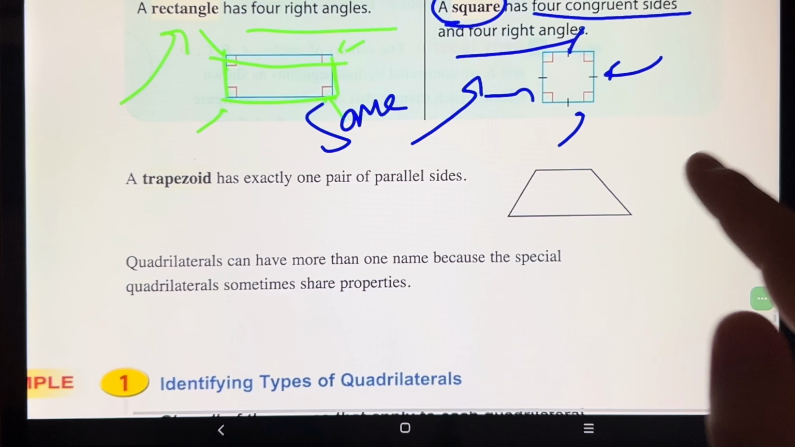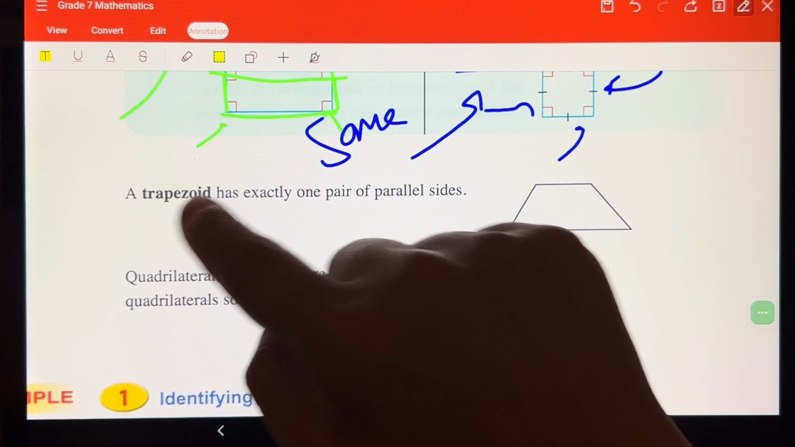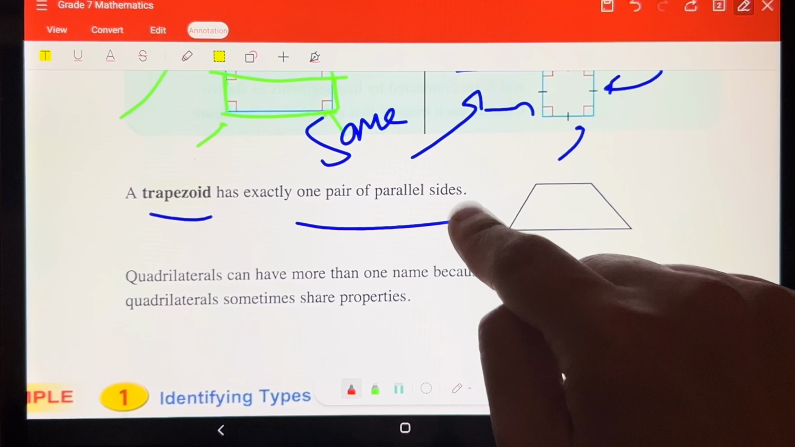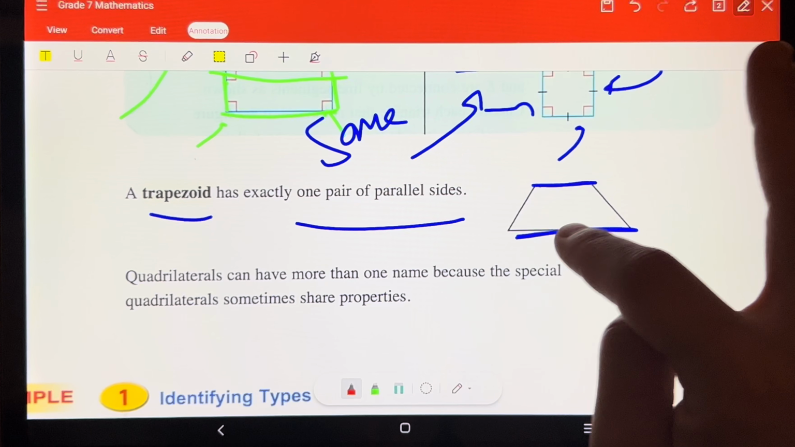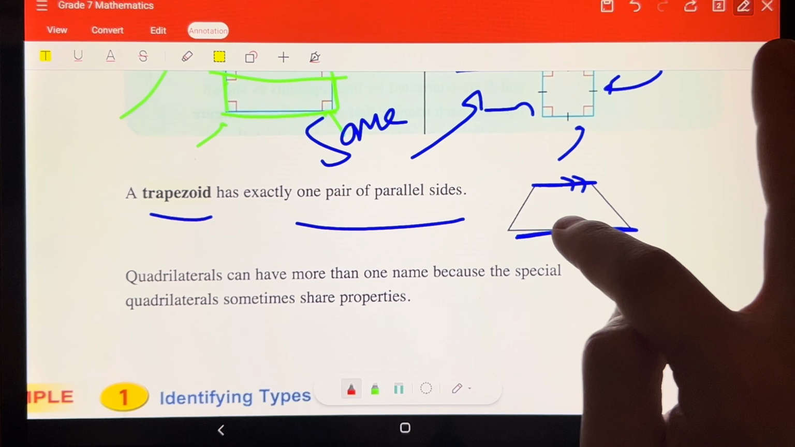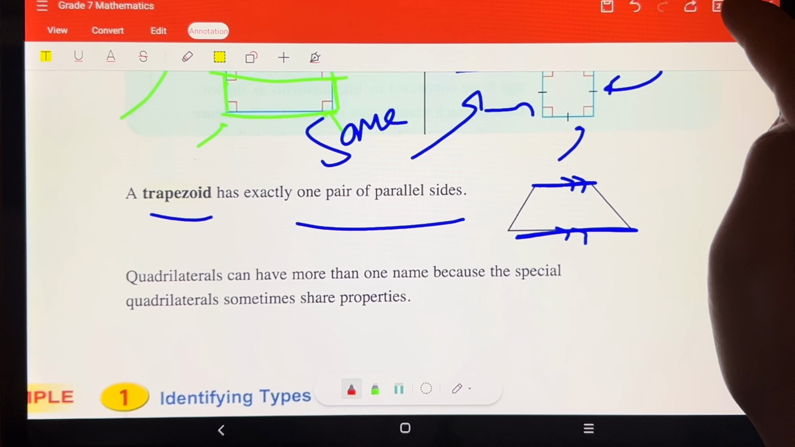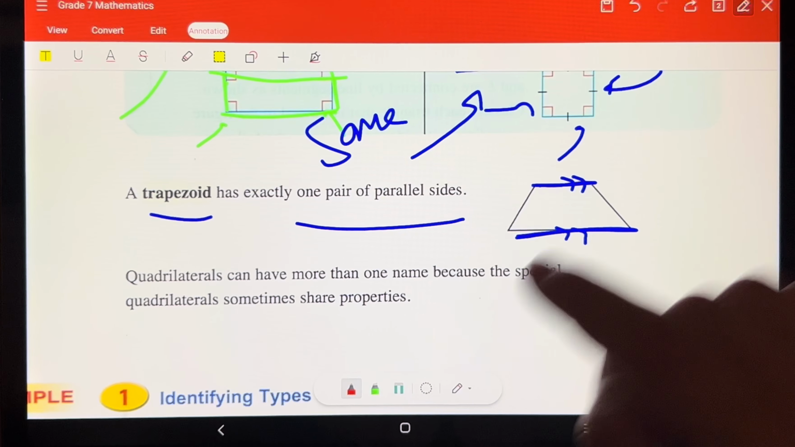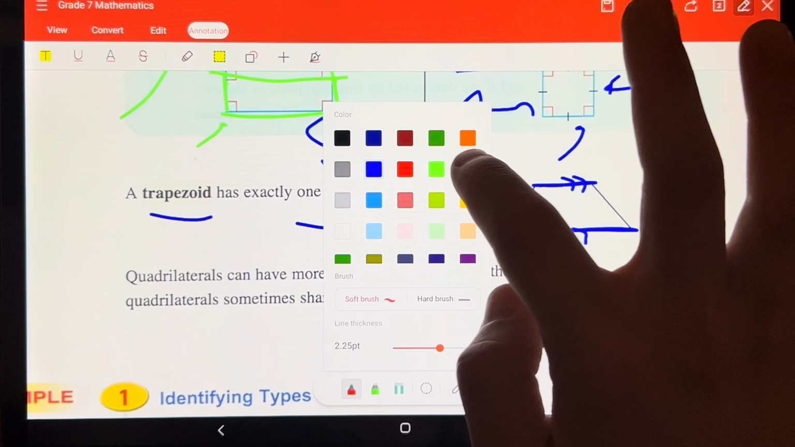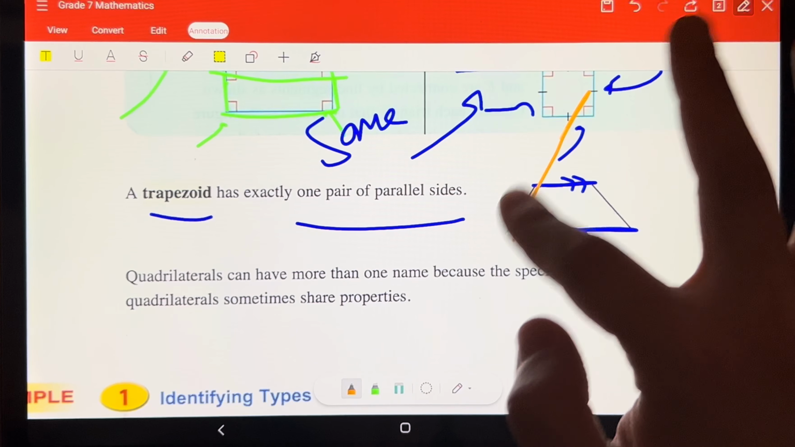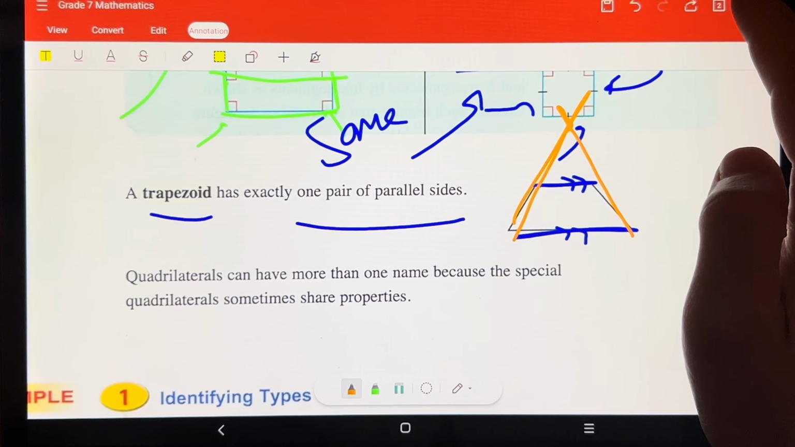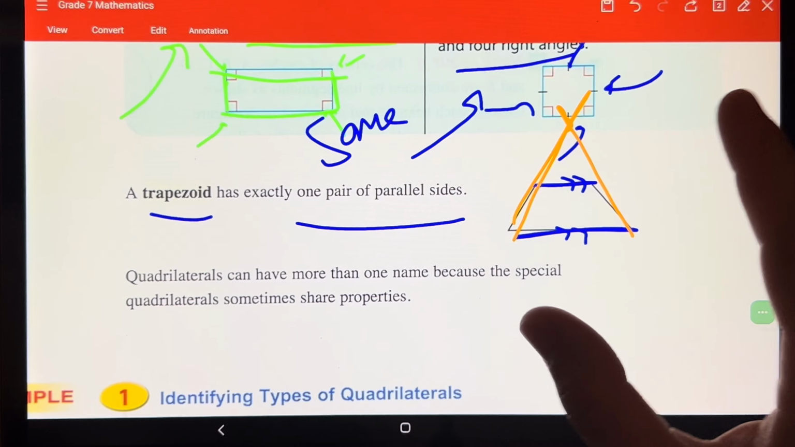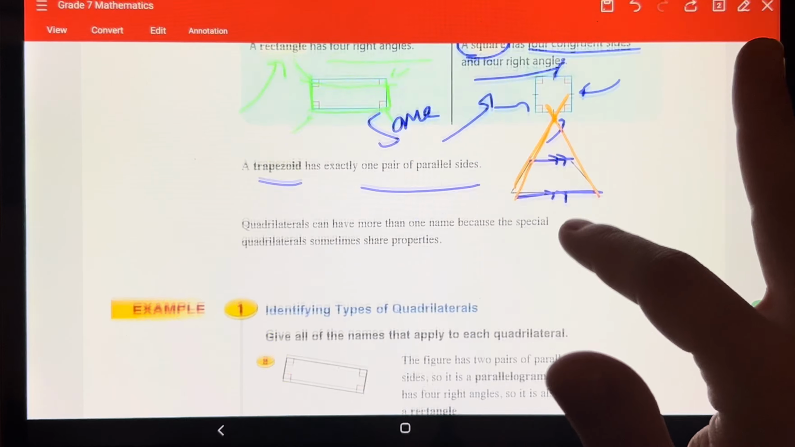We also have got a trapezoid. So what's a trapezoid? A trapezoid has exactly 1 pair of parallel sides. You can see that 1 pair and only 1, they are parallel to each other. What about the other one? No matter how much I make it long, they will meet at a point. They won't be parallel, they will intersect. So that's why I say for a trapezoid, I only have got 1 pair of parallel sides.